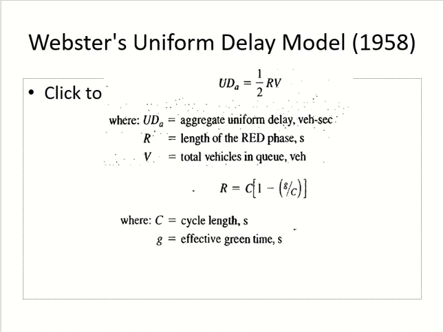And 1 minus this will give you effective red. Got it? Clear? Effective green is phase time minus lost time. Now we are talking about totals here. So simply, total cycle length minus total lost time gives effective green.